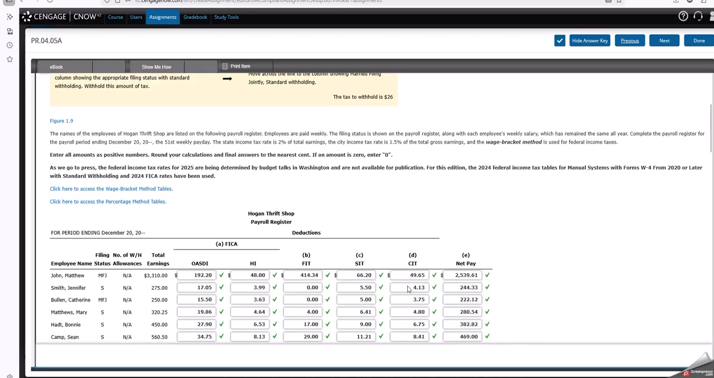And then our state, it looks like, is 2% of the total earnings. City income tax is 1.5%, so 3,310 times 0.015 gives us 49.65. Subtract all of those to get to the net pay. So he's the hardest one because, again, he reached his Social Security limit and his wages were outside of the wage bracket method. So if we get outside of that, we have to go into that percentage method to calculate it.